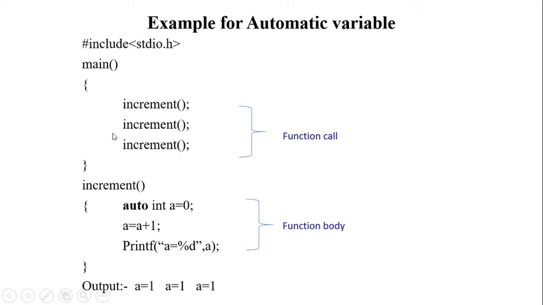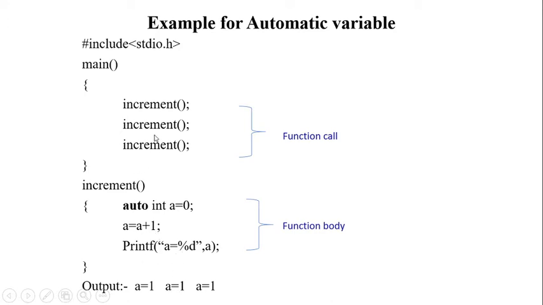And whenever the control goes to the main function, its lifetime and scope end. So during the second call, the increment function body activates again and A will be initialized as 0, A will be incremented by 1. So we will get the answer A is equal to 1 again.